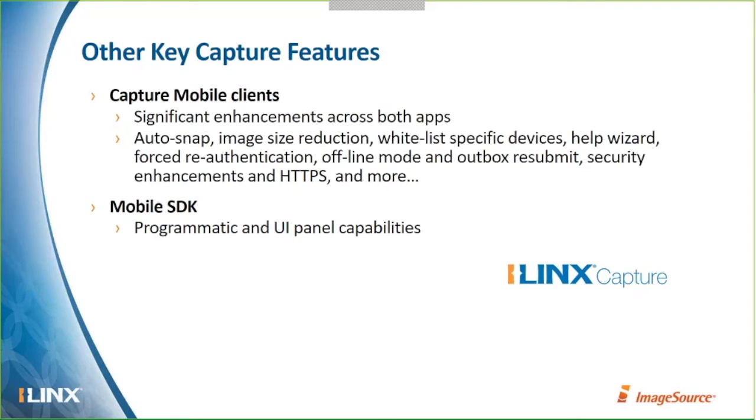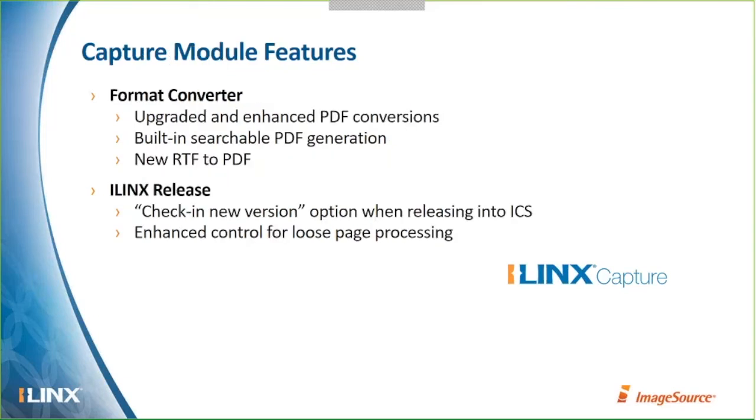We've added the ability to whitelist specific device types. We can optionally force a user through a help wizard the first time they use the app, and that can be your help content or ours. We have ways to force reauthentication, and we have an offline mode where the user can continue to collect document images and metadata and submit them, but they sit in an outbox until they can be submitted once the user has connectivity again. Now, we also have a mobile SDK that allows you programmatic access to any of this to build it into your own mobile app.